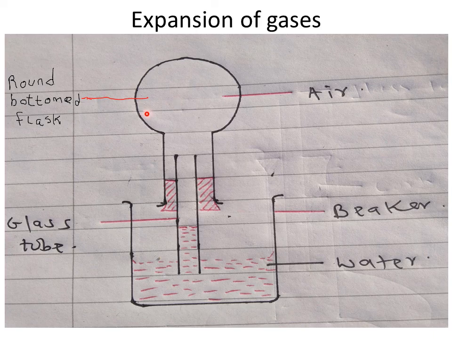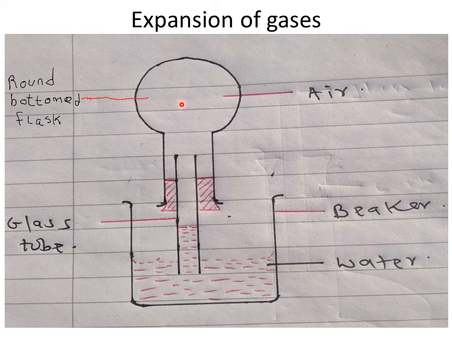That is, we take a round bottom flask, we cork it with a glass tube in position, then we dip it in water or any other relevant liquid. Then you warm the round bottom flask by using your hand or any other relevant source of heat, for example a Bunsen burner. You warm it slightly and observe what happens. When the round bottom flask is warmed, it is observed that the level of the water in the glass tube drops slightly. Now, why does the level of the water drop slightly when the flask is warmed?